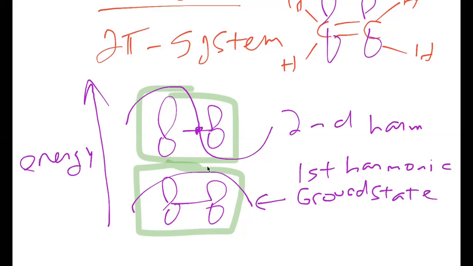I'm just going to abbreviate it instead of trying to cram that in there. So first harmonic, second harmonic, right? And then the other thing you have to take into consideration, which matters, is the sign of the orbital, right?